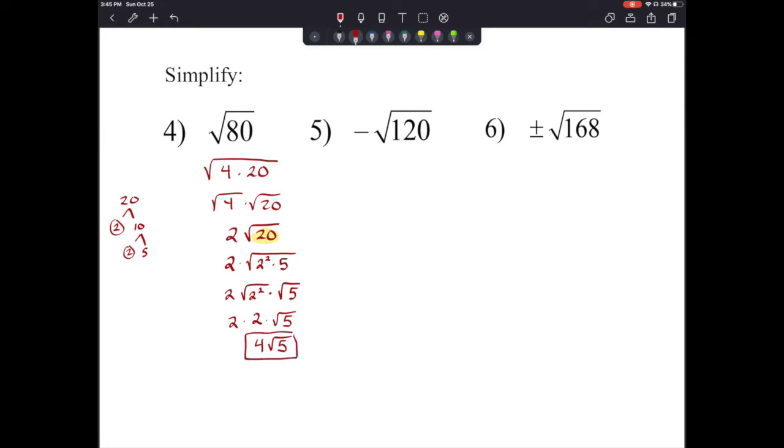For the next one, we have a negative square root of 120. Remember, we can't take the square root of a negative, but we can have a negative square root. So just remember, as we're going through this, that we're going to have a negative out in front. If I'm trying to break down the square root of 120, I'm trying to think of perfect square factors that go into 120. All right, well, if you're not sure, you can do your prime factorization. We'll do that up here.